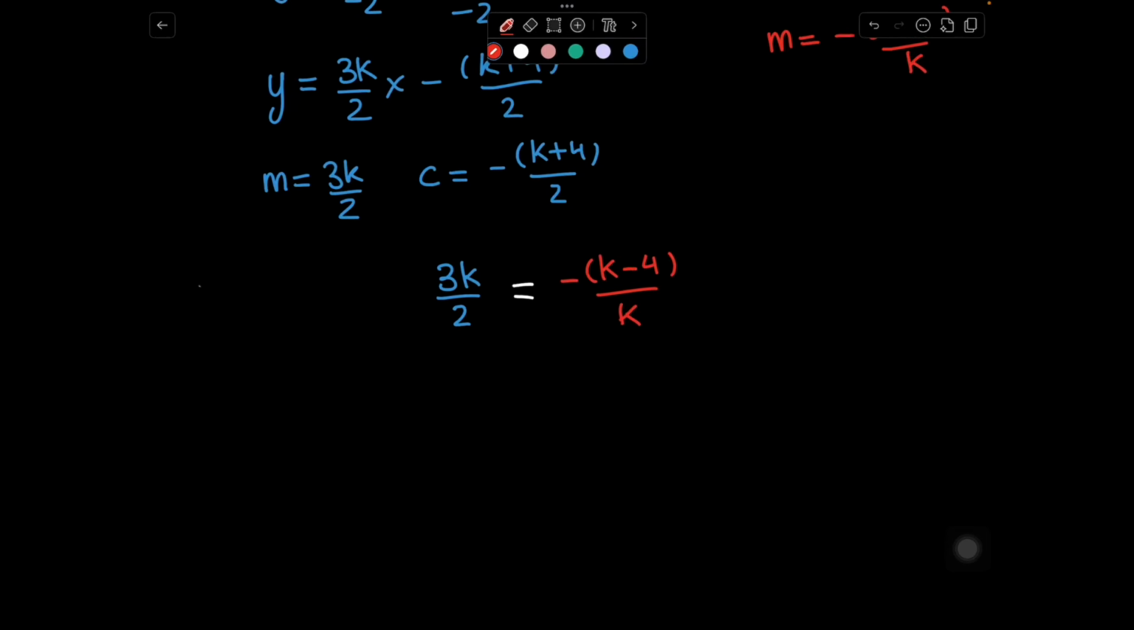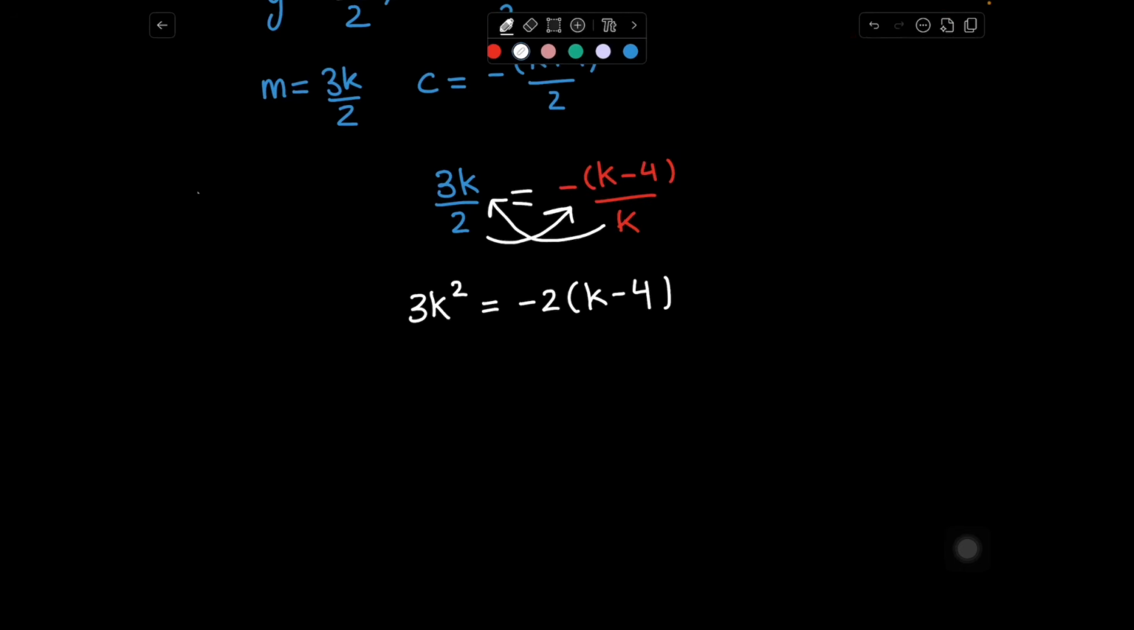Now I'll just solve this for k. So I'll just use white. What we can do is first get rid of the fractions. So cross multiply, multiply this k across and multiply this 2 across. That gives us 3k squared equals negative 2k minus 4. Okay, then expand our bracket on the right hand side. And then move everything to the left so we get a quadratic that we can solve.